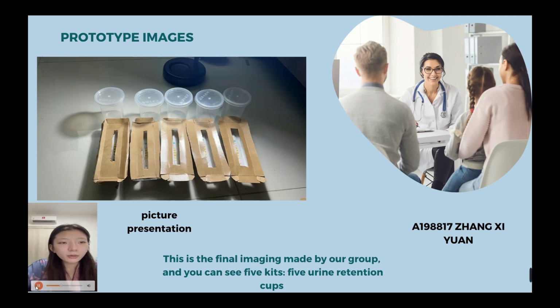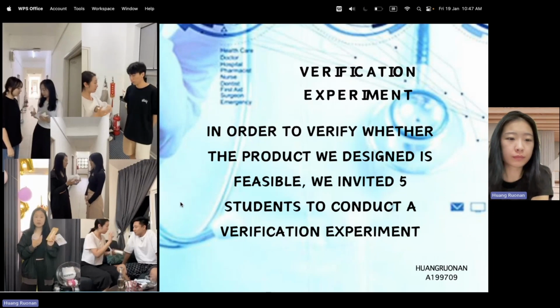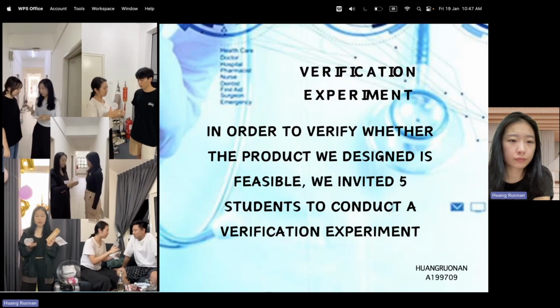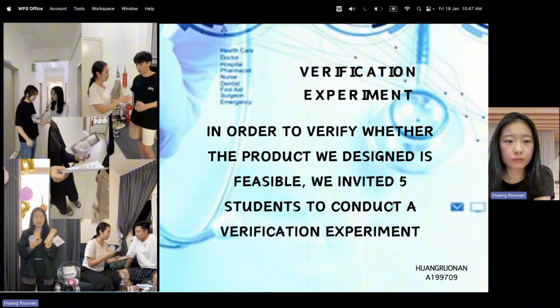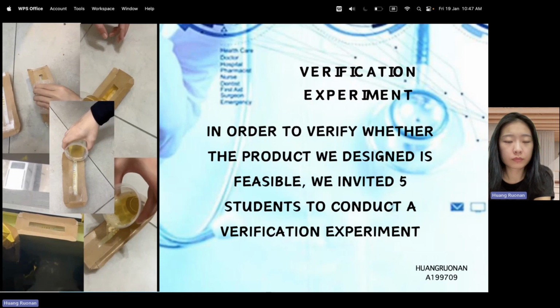This is the final product made by our group, and you can see 5 kits and 5 urine collection cups. In order to verify whether the product we designed is feasible, we invited 5 students to conduct a verification experiment. We had 5 students do this test, and it was very easy for them to operate. Just use the container to collect their urine, and then pour the urine into the injection port. After 1 minute, we can read the result through the comparison table.